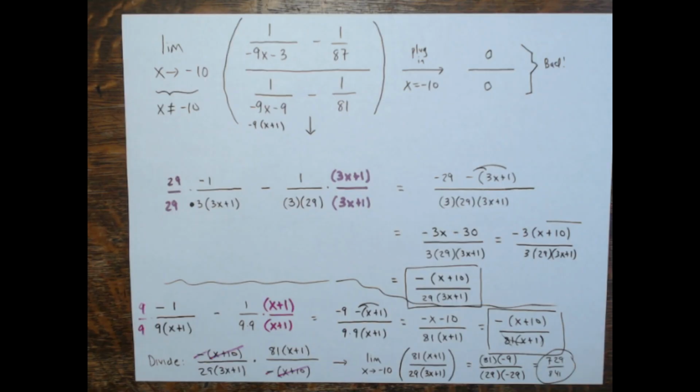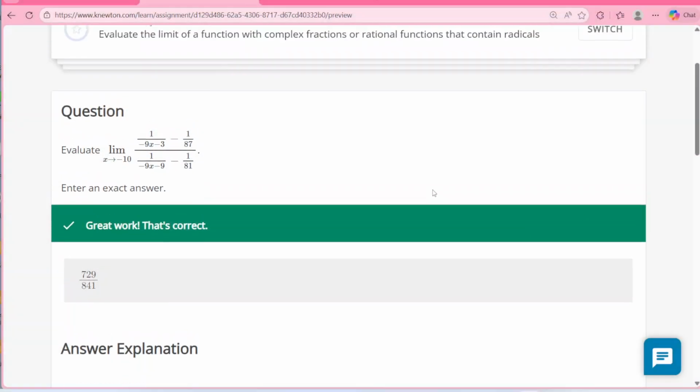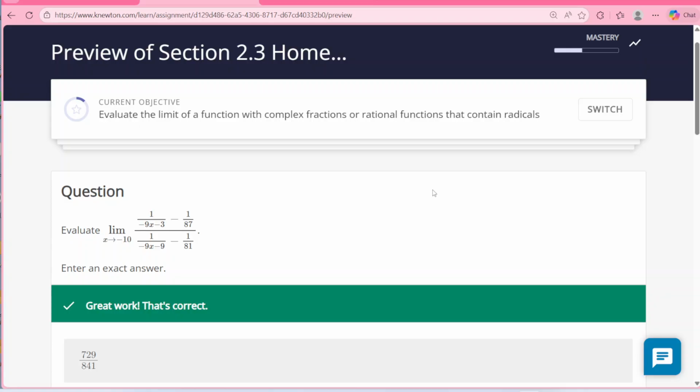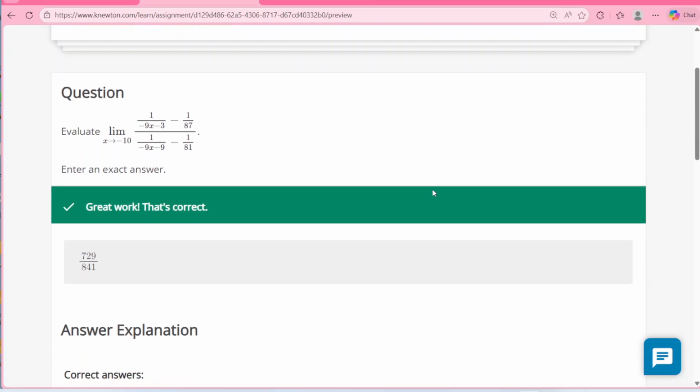So I go back to here, that's what I'm entering, right? It says enter an exact answer. So 729 in the numerator, divided by 841 in the denominator. Okay. Oops, sorry. Back to the website. So yeah, definitely something, 729 over 841. So again, definitely something you probably couldn't tell me just from looking at values on a table or looking at a graph even.